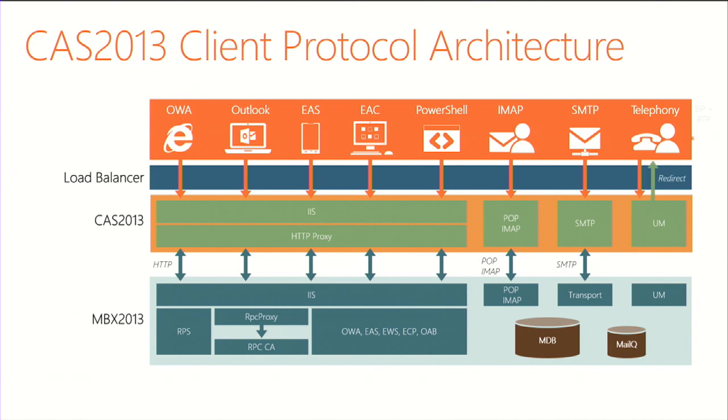Telephony is the unique one. For SIP and RTP sessions, we actually won't proxy through CAS. The Unified Messaging Call Router will actually issue a redirect to the mailbox server hosting the active copy.